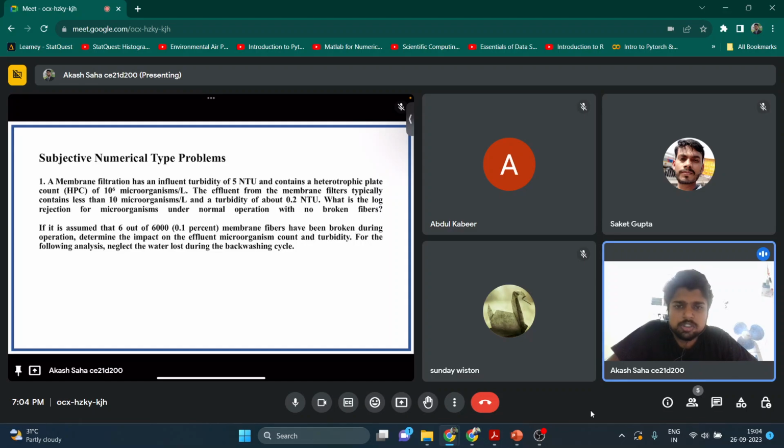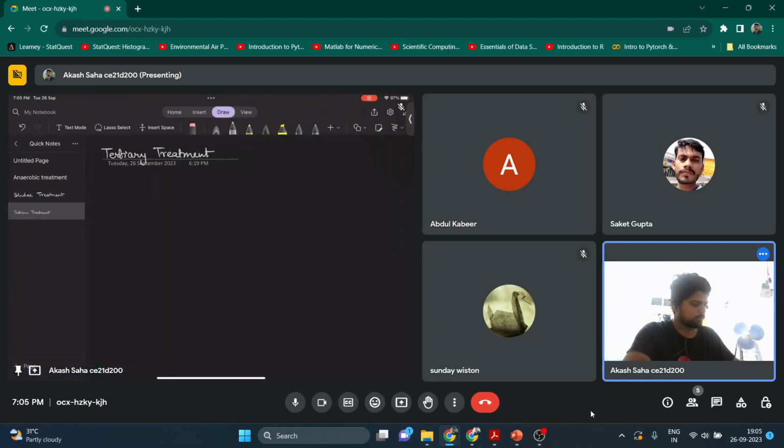So go through the question once again, note down the parameters, we will solve this problem. We will see how a few broken fibers from the membrane can impact the membrane performance in this question. So we will solve this question now. This is question number 1.